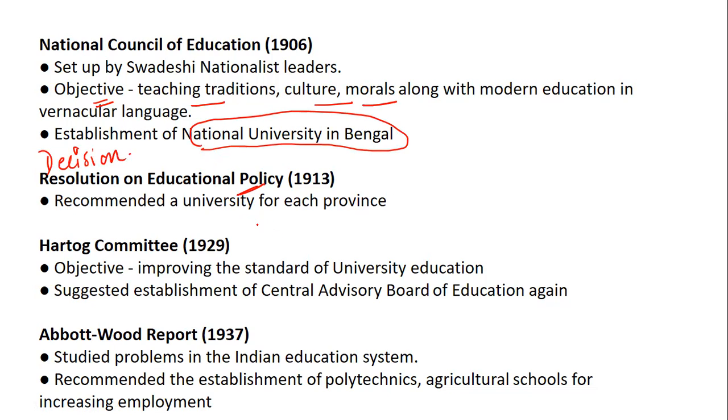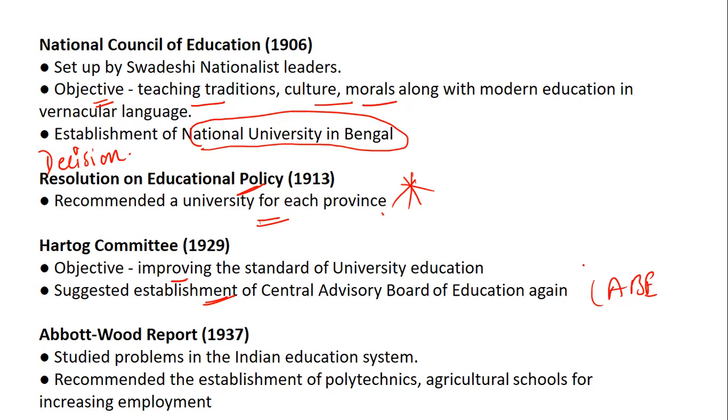So it recommended a university for each province. Hartog Committee: yes, it improves the standard of university education, and it again suggested the establishment of CABE, that is the Central Advisory Board of Education.